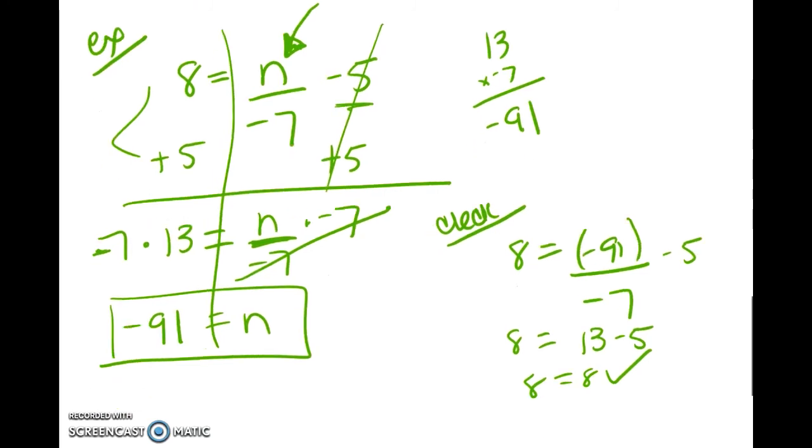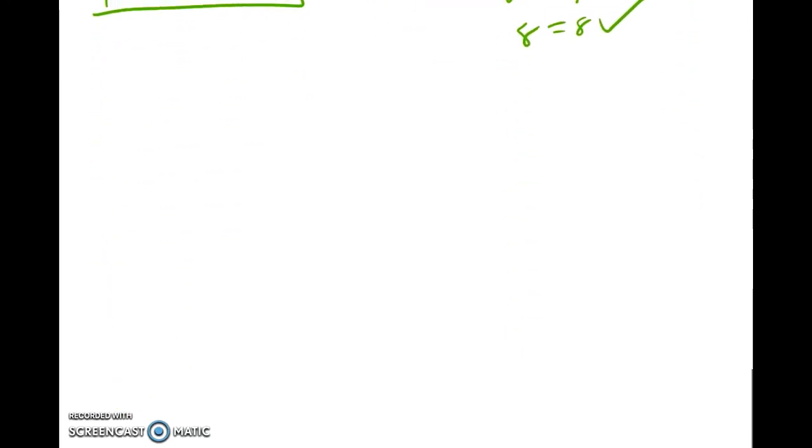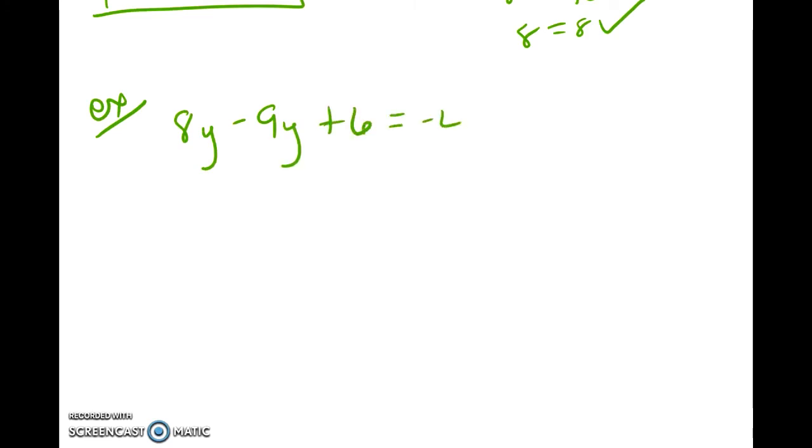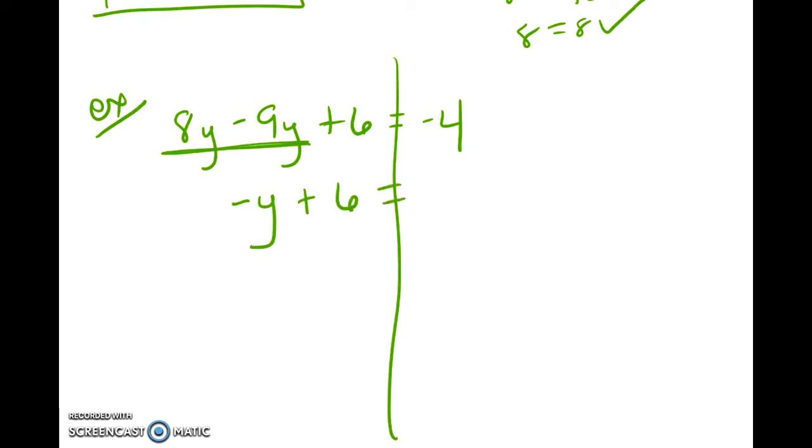All right, guys, I'm going to quickly do one more example for you. And in this one, you need to combine like terms first. 8y minus 9y plus 6 equals negative 4. So now notice on the left side of the equal sign, I have two terms I can combine. So 8y minus 9y gives me a minus 1y, or just minus y, plus 6, and that equals negative 4. So that was my first step, combining like terms.